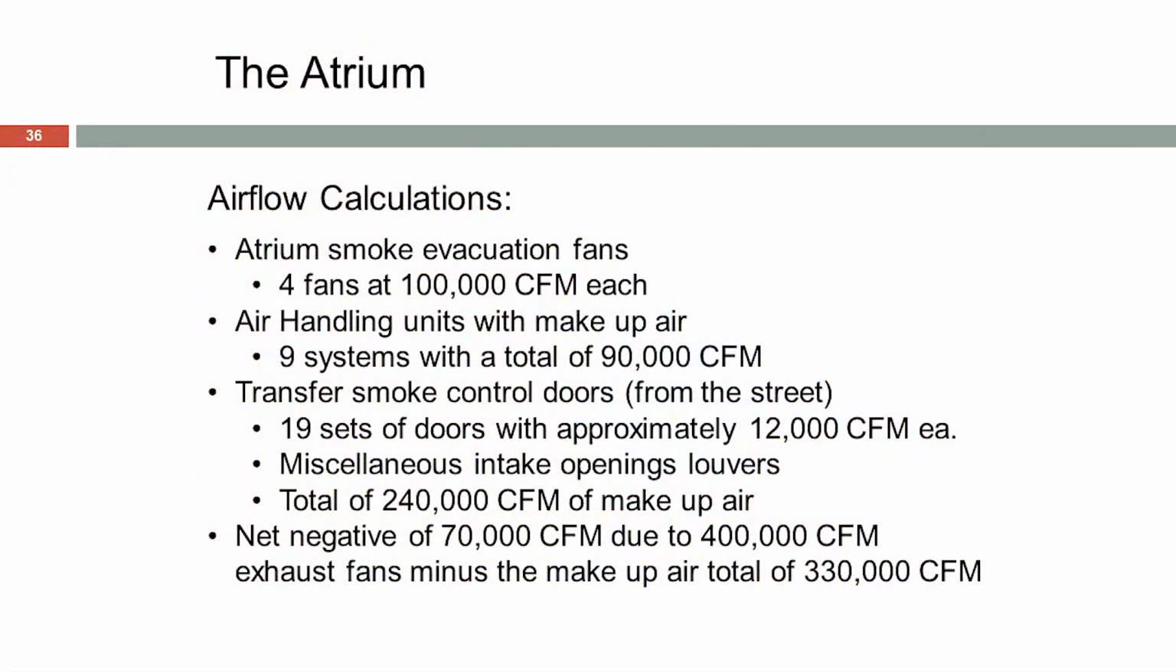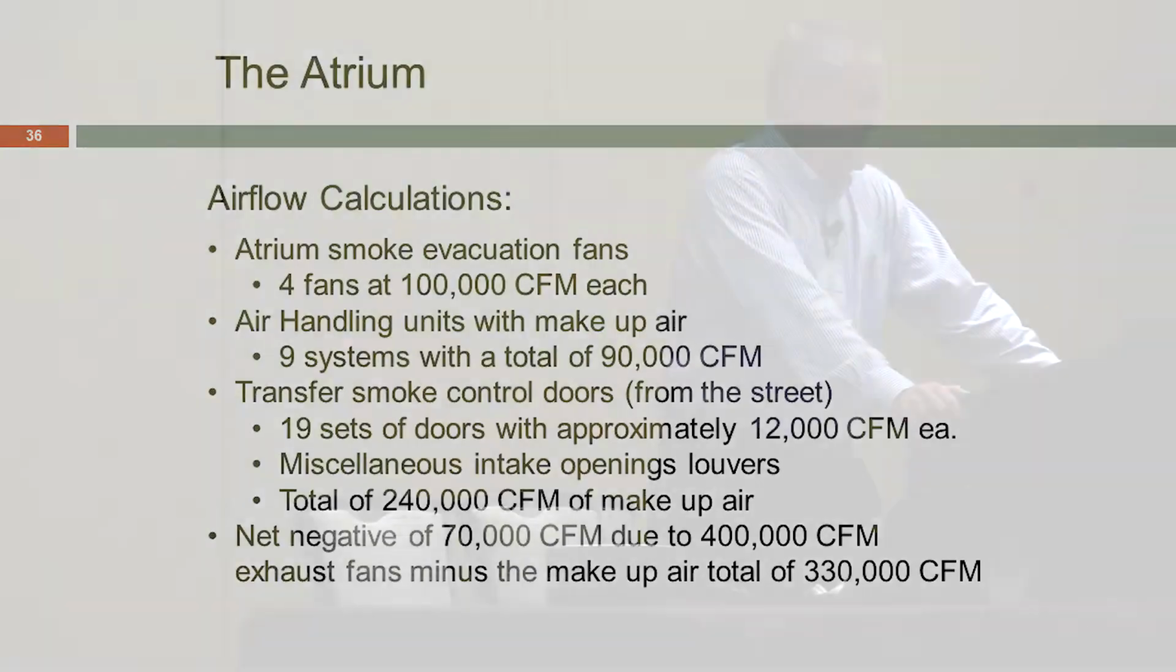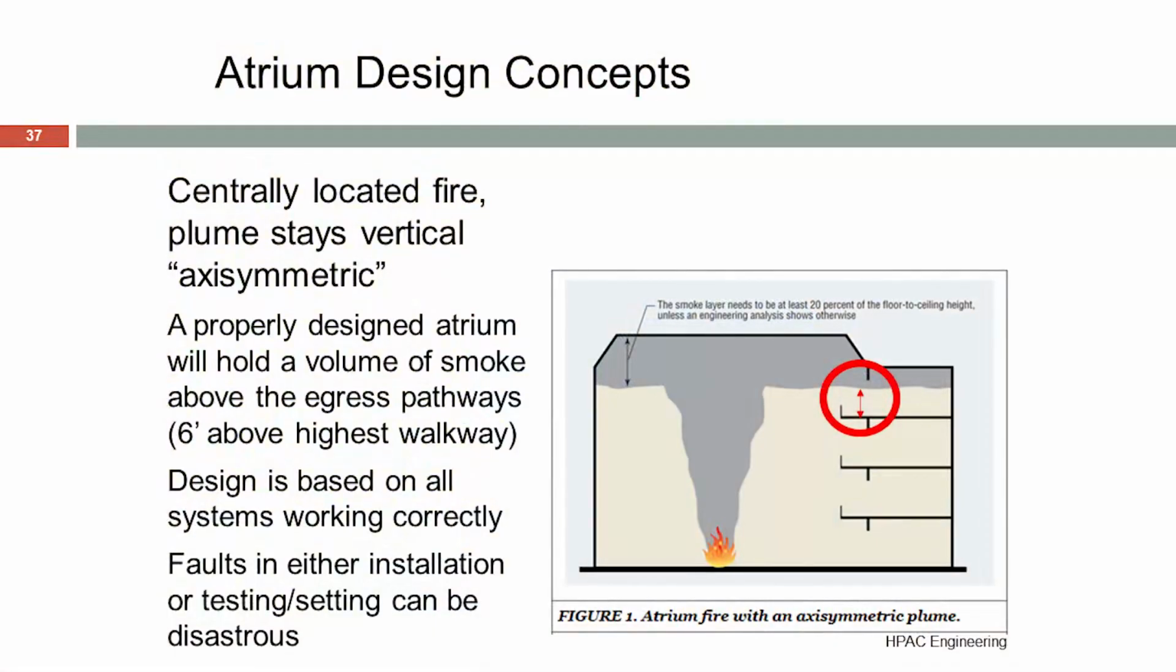Just to put some factors behind the airflow, we had 4 exhaust fans at 100,000 each, 9 air handlers with a total of 90,000 CFM makeup. The transfer smoke control doors from the street were supposed to bring in about 12,000 CFM each. And then miscellaneous intake and opening and louvers for a total of 240,000 makeup air. So we were looking at a net negative of 70,000 CFM for properly operating atrium smoke control.